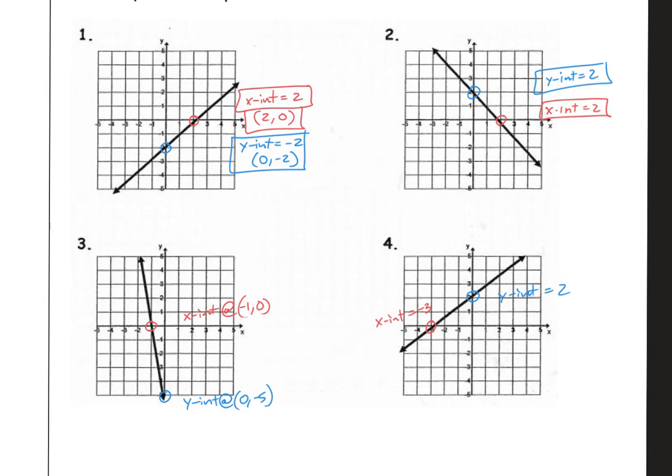Okay, so let's just go over these really quick. I have a y-intercept at +2, x-intercept at +2. Over here, it looks like I have an x-intercept at -1, y-intercept at -5. It starts to cover up the numbers, but remember, you can always just count 1, 2, 3, 4, 5. Over here, I have an x-intercept at -3, y-intercept at 2, and that's it.